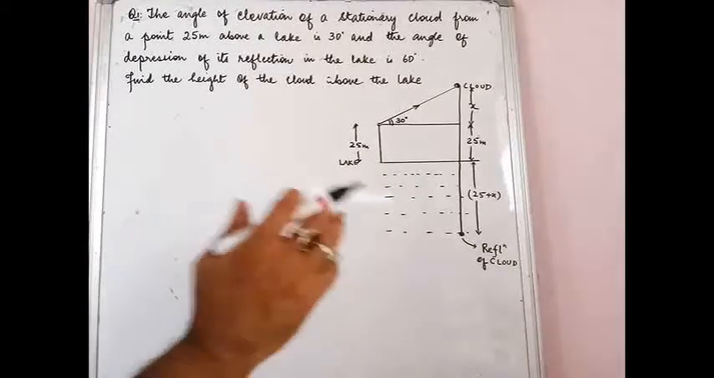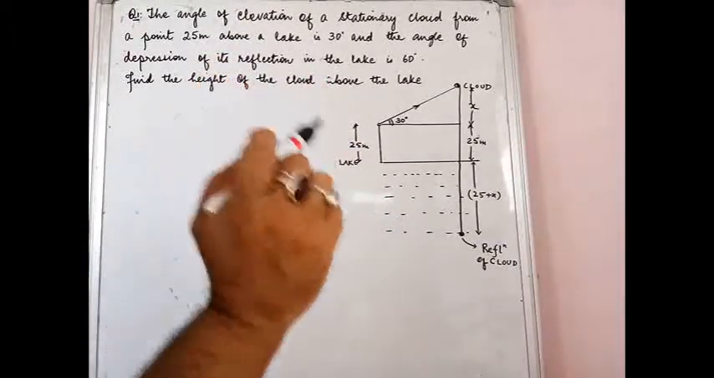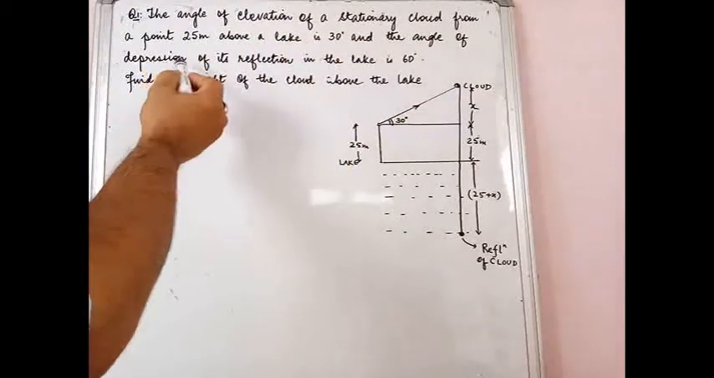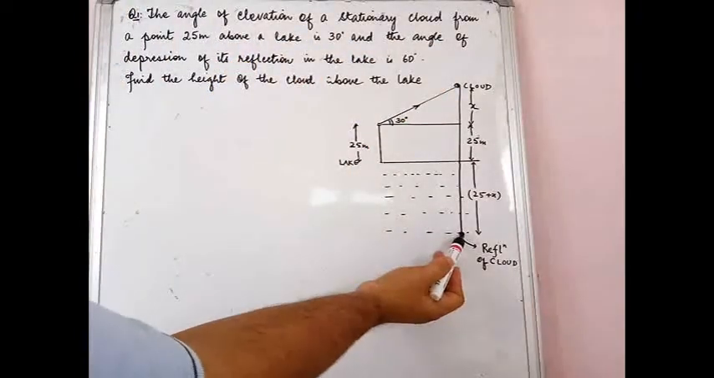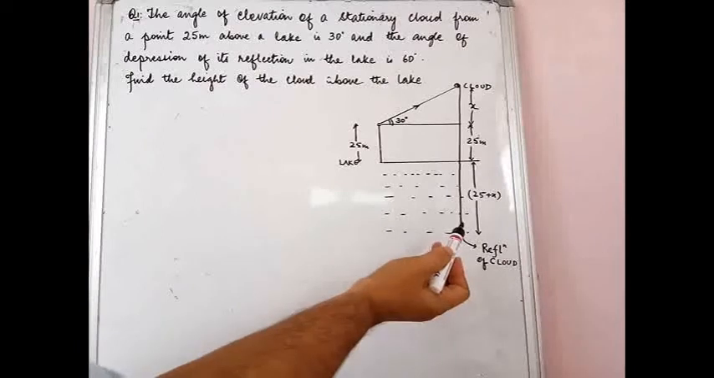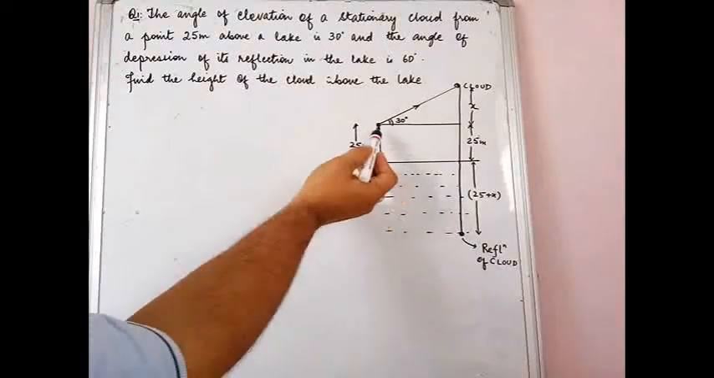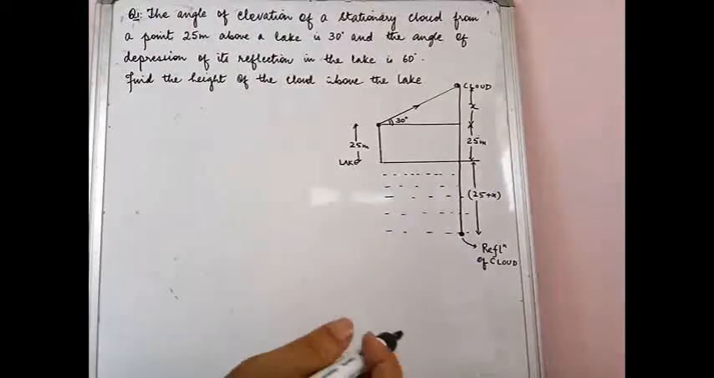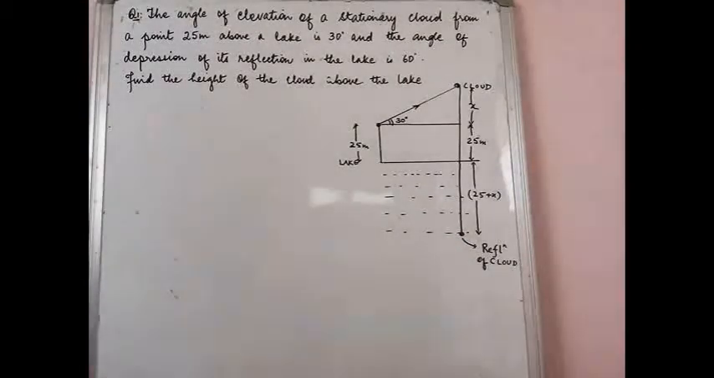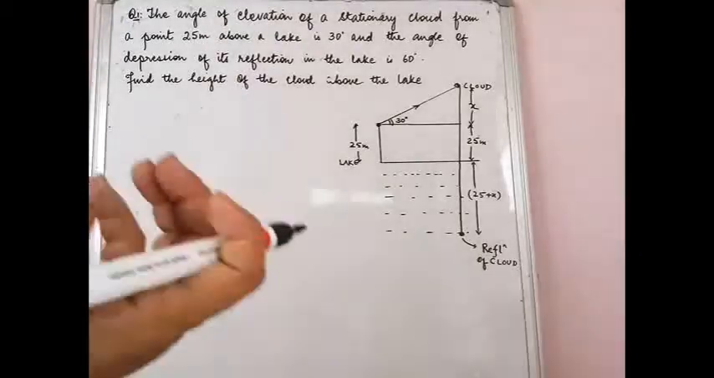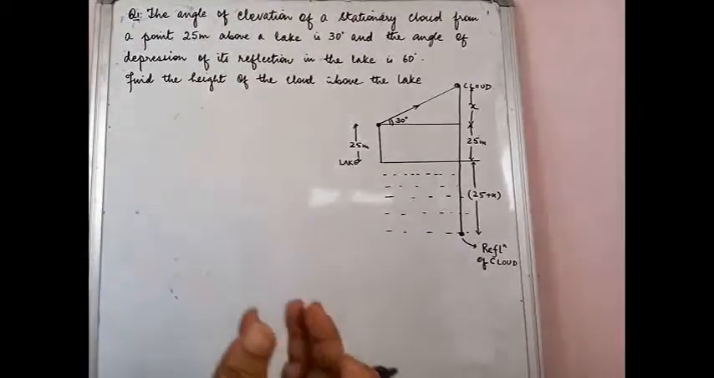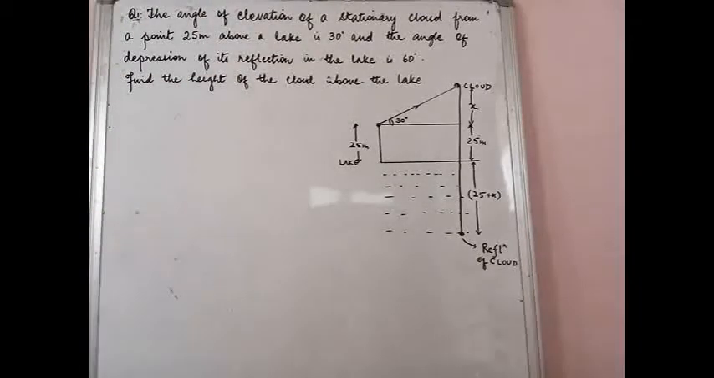Okay, so now having drawn this diagram, let us read the second line again. The angle of depression of its reflection. So here is the reflection of the cloud. How is the angle of depression going to be formed? Because the person is going to look down into the lake at the reflection. Obviously, when you look into any water body, you are going to see a reflection of something which is above the water body.